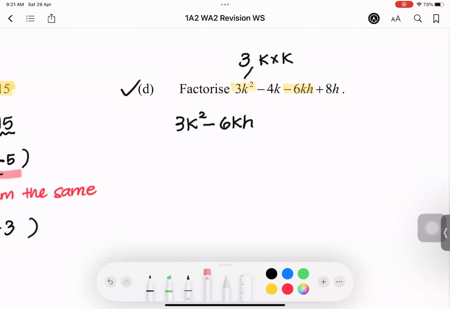Negative 4k plus 8h. Very good. You gave me the sign. So negative 4k plus 8h. Well done. Next person, Keon.